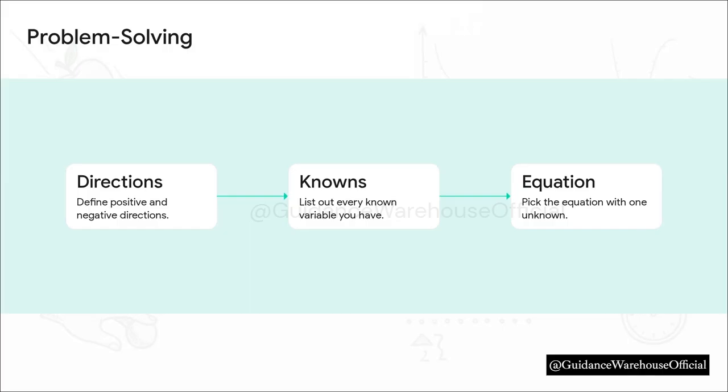Now that we've got the basic idea down, let's move over to the formulas. To solve any one-dimensional kinematics problem, I want you to use this simple, foolproof three-step framework. Step 1, define your positive and negative directions, just like we talked about. Step 2, list out literally every known variable you have, like initial velocity, time, or your starting position. And step 3, pick the kinematics equation that leaves you with only one unknown variable to solve for.